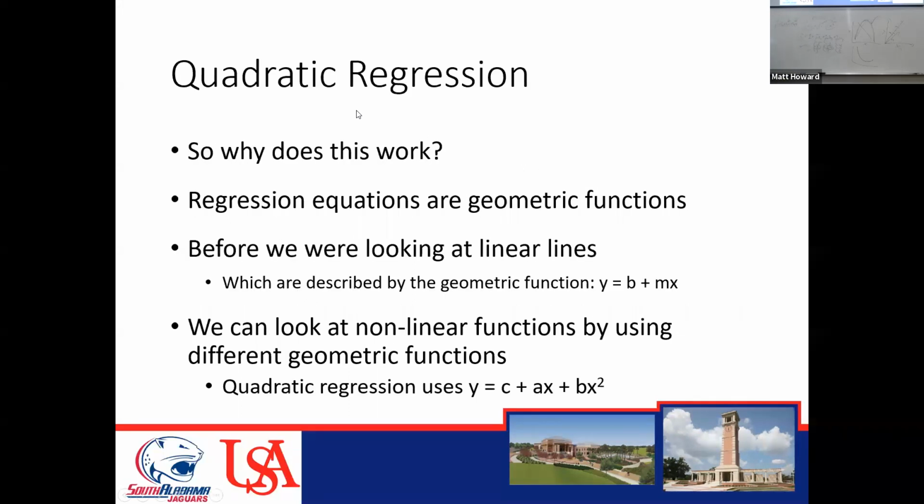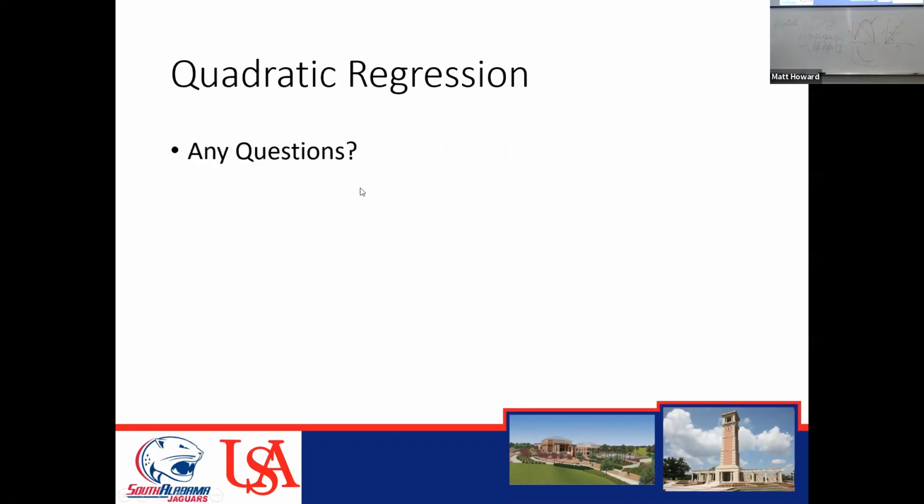There's also this at the end of the PowerPoint. I'm not going to cover it, but if you're interested in why this works, the short answer is geometry. If you're interested in why you can just square a variable, get x squared, and test a nonlinear relationship, the short answer is geometry. The longer answer is in the back of the PowerPoint. It explains it very briefly, but that's there for you.